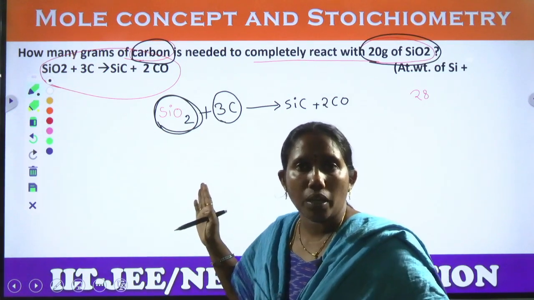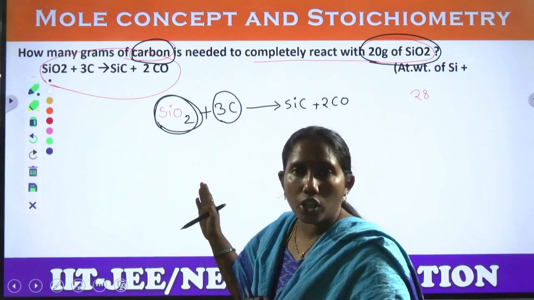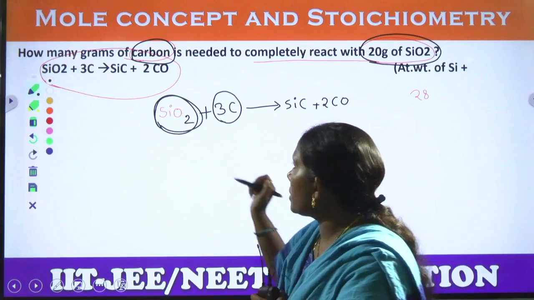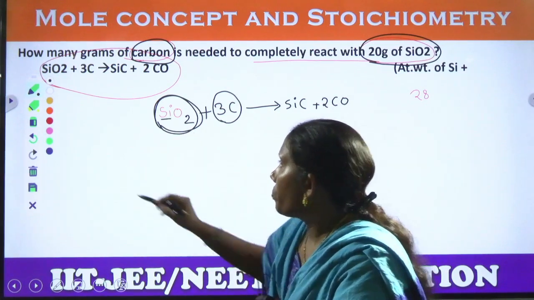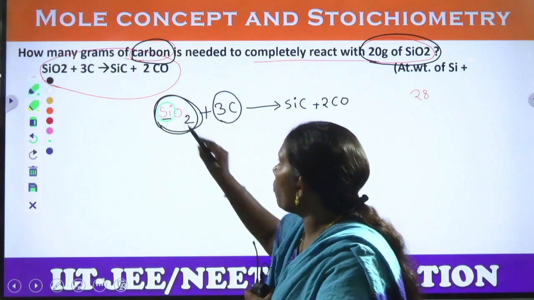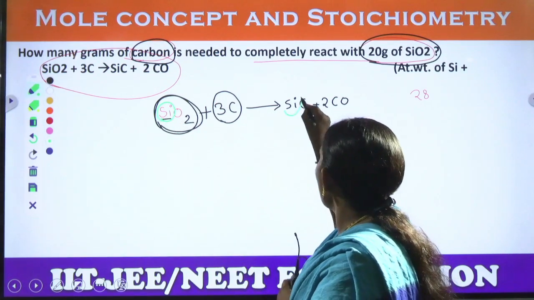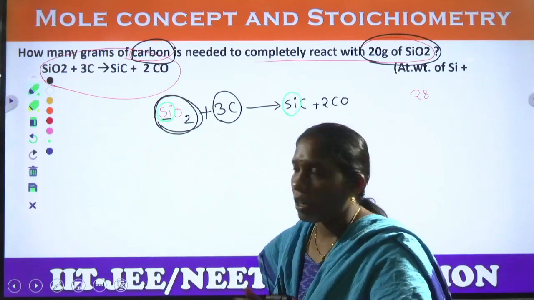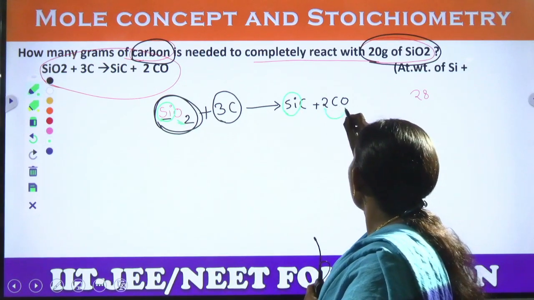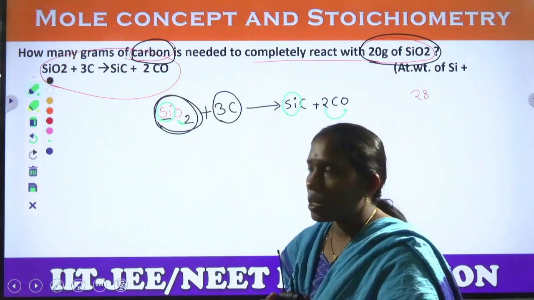Equal number of atoms means the number of atoms on the reactant side should be equal to the number of atoms on the products side. Let us see here, we have one silicon. In the products side also we have one silicon, and here we have two oxygens. In the reactant side and product side also we have two oxygens.